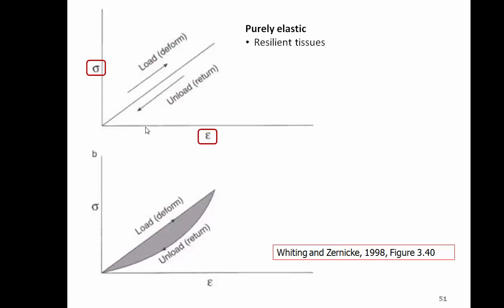Purely elastic materials, provided that the deformation stays within that elastic range, are considered to be resilient. There's no loss in energy, as you can see that the stress-strain profile follows the exact same pattern following the removal of the load after deformation has occurred, and the material or the tissue returns back to its original length. So there is no loss of material. Materials return to their original shape.